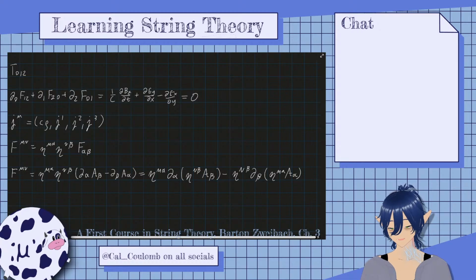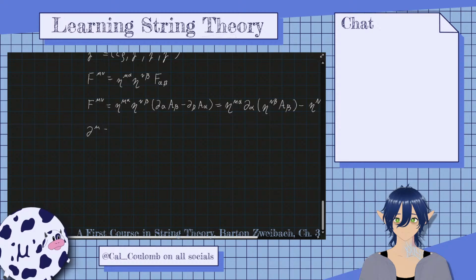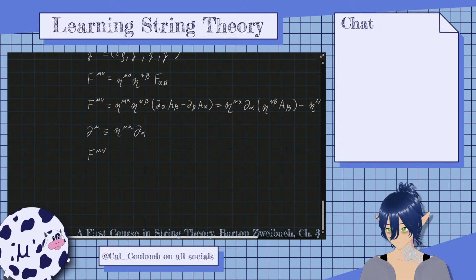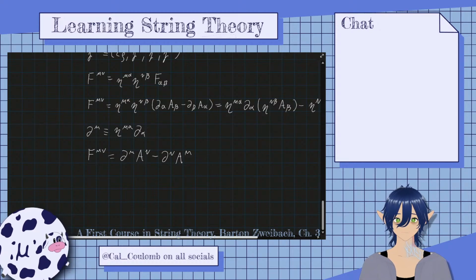It is customary to apply the rules for raising and lowering indices to partial derivatives. So we write ∂^μ as η^μα ∂_α. And therefore, as a result, F^μν with upper indices is just given by ∂^μ A^ν minus ∂^ν A^μ, again, all upper indices. My handwriting is atrocious.